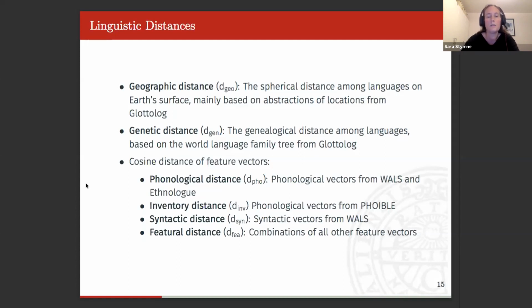And they also have the cosine distance of different feature vectors. They have phonological distance with vectors from WALS and Ethnologue. Inventory distance, which is also phonological distance with vectors from Phoible. Syntactic distance with vectors from WALS. And then I have what they call featural distance, which is a combination of all the other feature vectors. So it covers all these 5 other distances.